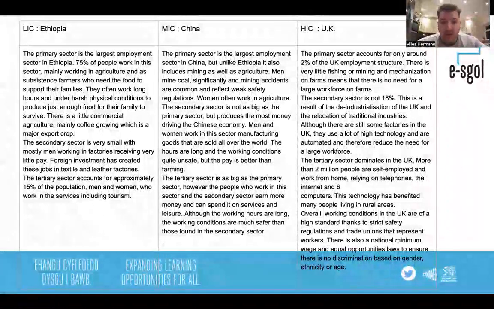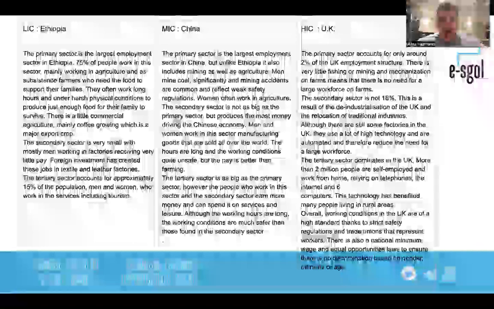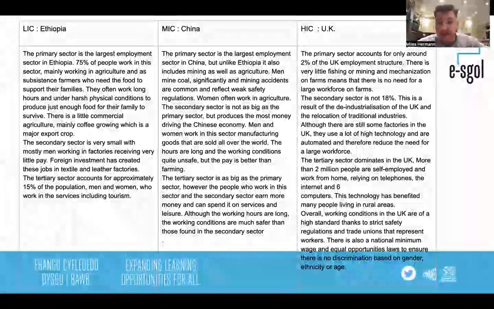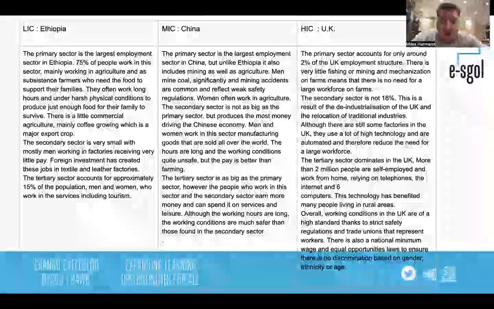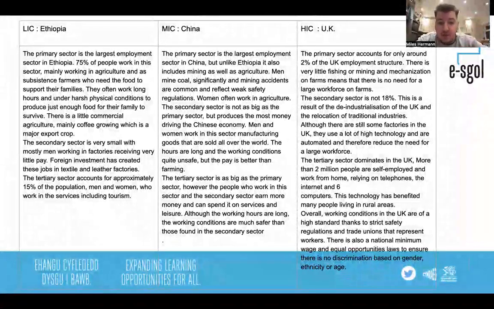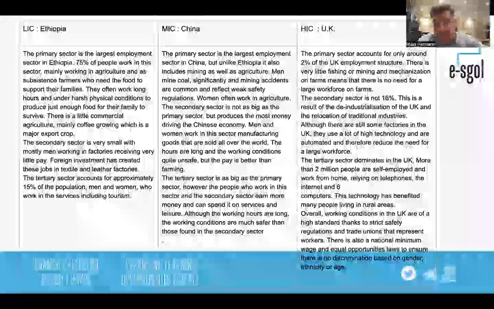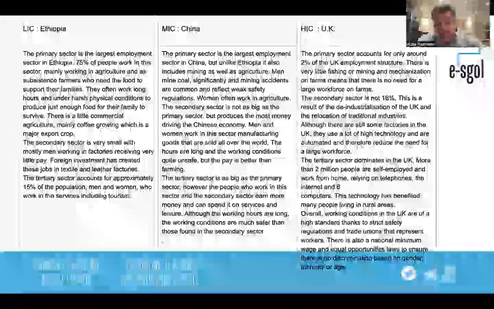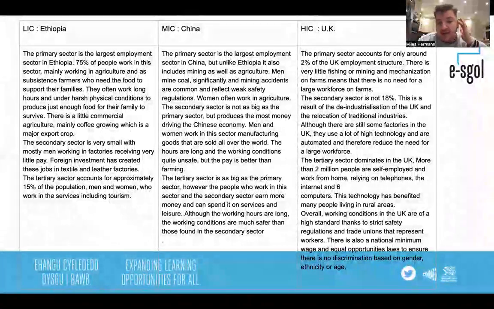Again, men and women both work in this sector, and the goods from the manufacturing industry are found all over the world. The hours are long and the working conditions are poor, but the pay is better than agriculture. Tertiary sector is about as big as the primary sector. However, people in the sector and the secondary sector earn more money and can spend in leisure and services. Working hours are long here, and the working conditions are much safer than found in the secondary sector.